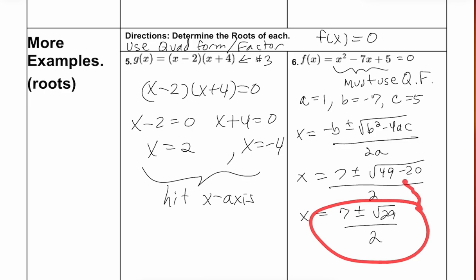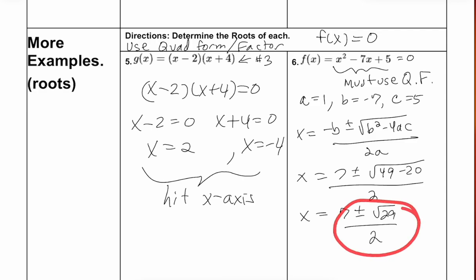Now, Desmos will show those decimal values, I think, either out 4 or 5 decimal places. But if you put those in a calculator, either put this in parentheses, do the plus, then hit equals and divide it by 2, or do the minus and then divide by 2. Yes?